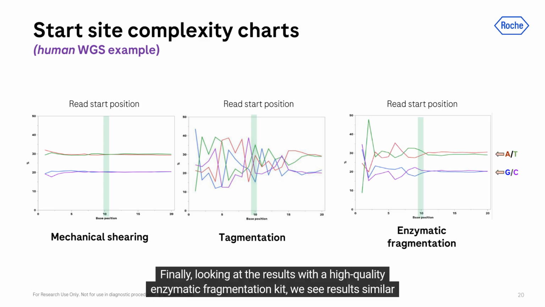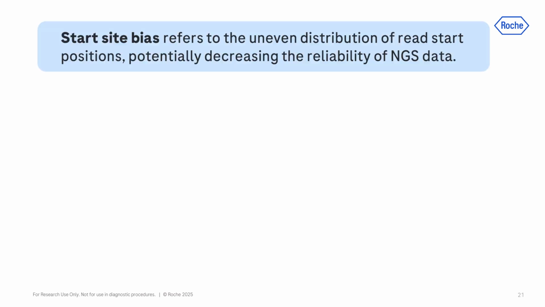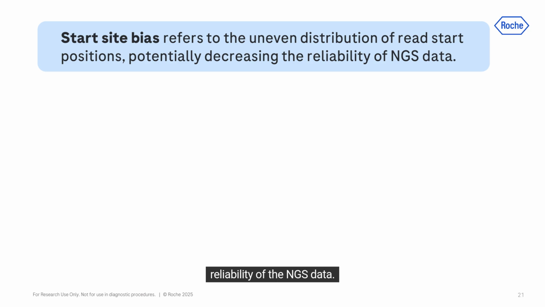Finally, looking at the results with a high-quality enzymatic fragmentation kit, we see results similar to mechanical shearing. This suggests that depending on the specific library prep workflow used, it is possible to achieve low start site bias with enzymatic fragmentation, which offers many advantages compared to mechanical methods. In summary, start site bias refers to the uneven distribution of read start positions, potentially decreasing the reliability of the NGS data.